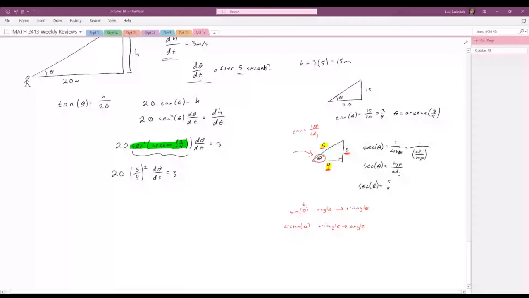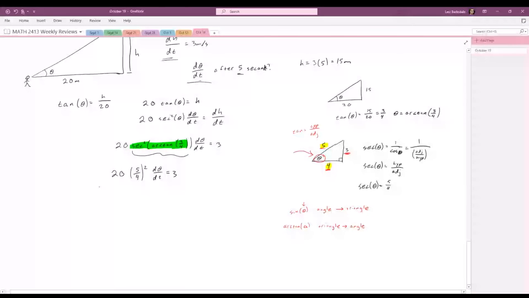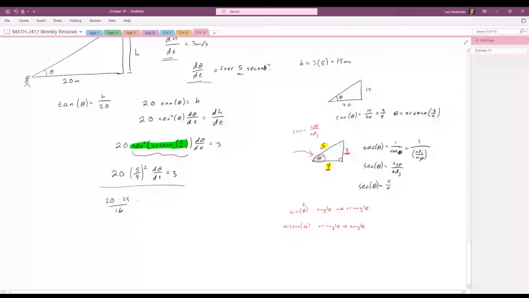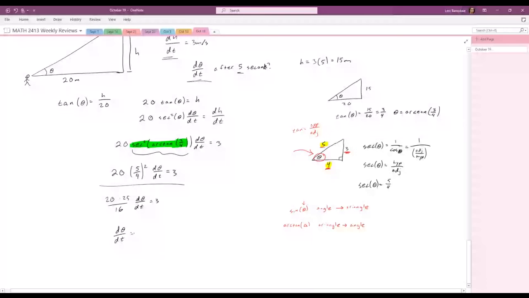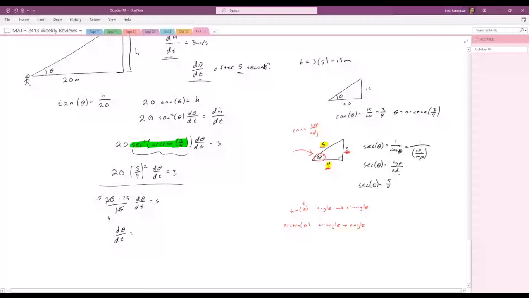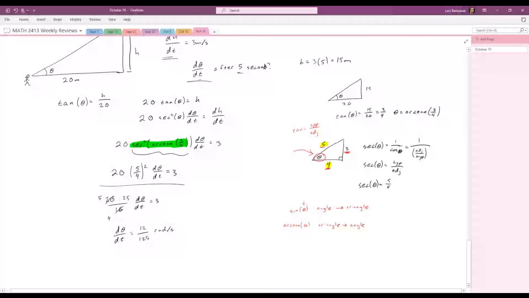All right. So we're almost done with this problem. We've simplified it down to this. So this makes 20 times 25 divided by 16 if I square my 5/4. d theta over dt is equal to 3. So then I have d theta over dt equal to, if I cancel, this is 4, this is 5, then I have 12 over 125, and this would be radians per second. So that would be our final answer. Questions?